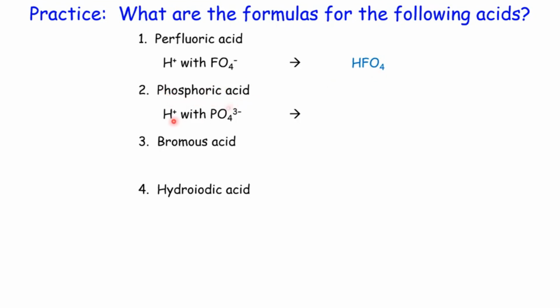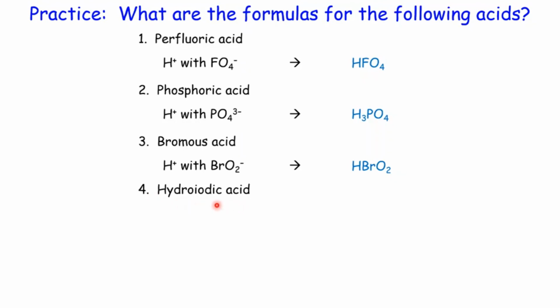Phosphoric acid. Hydrogen ion, and then from phosphoric acid we know the anion has to be ending with ATE, so it has to be phosphate. This is phosphate, and now here is the formula. Bromous acid. OUS means the anion has to be one oxygen less than ATE. ATE has 3 oxygen atoms, so this has to be 2 oxygen atoms. And the polyatomic anion here is BrO2. It's a bromite, so HBrO2, that's the formula.